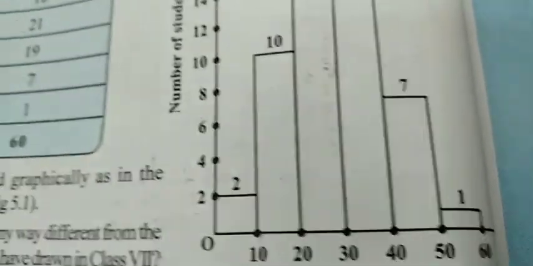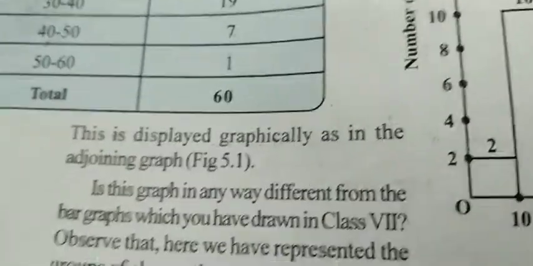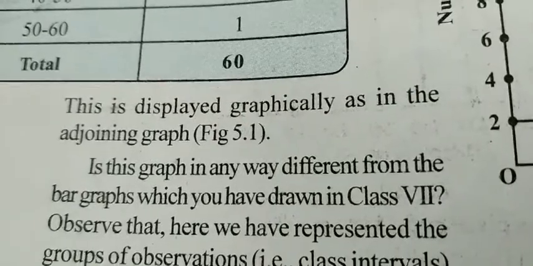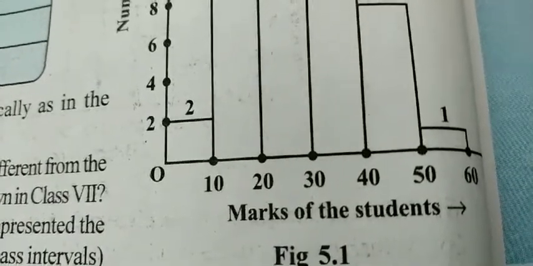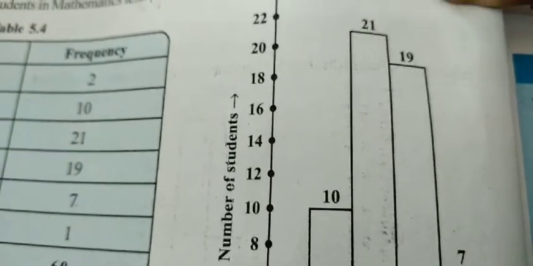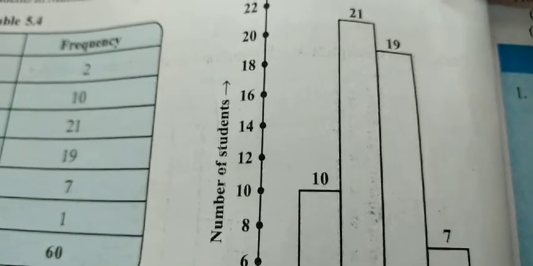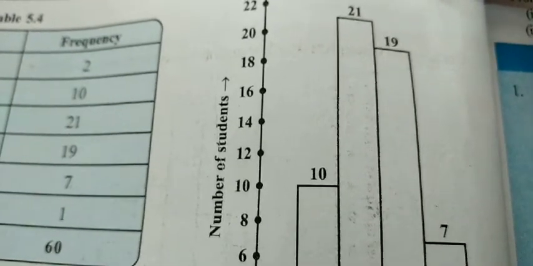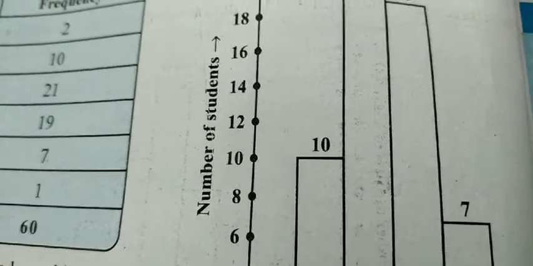This is a little different from the graph which you have studied in class 7, where on the x-axis you used to take the qualitative measures, that is name of students, name of months, name of subjects, and the y-axis used to represent the quantitative, that is the figure, number of students, rainfall in inches and centimeters, or heights in centimeters, etc.